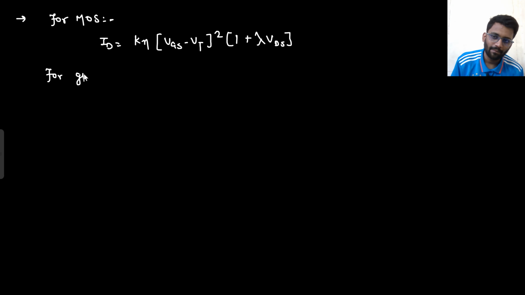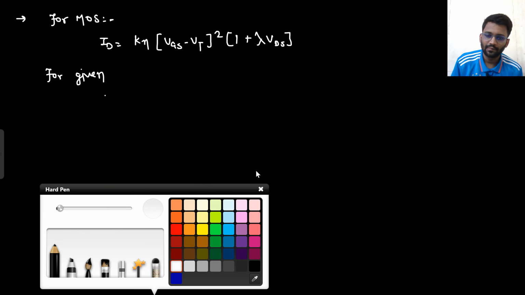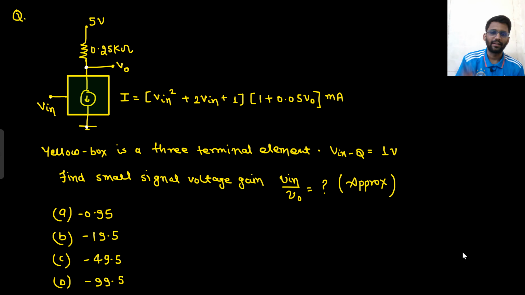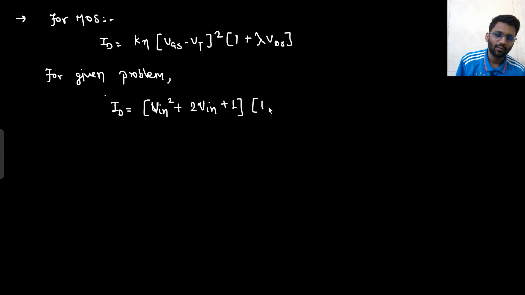For the given problem, what is the current? The current is some constant. Forget about some constant, it's not some constant. The current is V in square plus 2 V in plus 1. This is capital V in square plus 2 V in, because whatever the voltage that is applied, based on that the current will be written. Forget about capital or small, whatever the voltage that is applied here, based on that this current equation is written, into (1 plus 0.05 V naught).